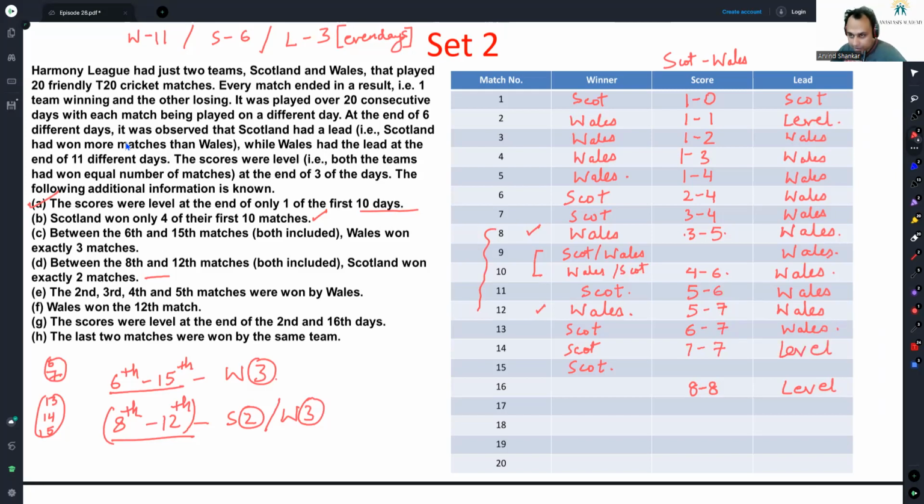We know one wonderful thing now. Look at this. From match 3 to match 13, Wales was supposed to be leading after 11 matches. 1, 2, 3, 4, 5, 6, 7, 8, 9, 10, 11. All the situations where Wales was in lead is recorded, which would mean in all other blanks, three levels are recorded, three Wales are recorded. So in all other situations, Scotland should be in lead.